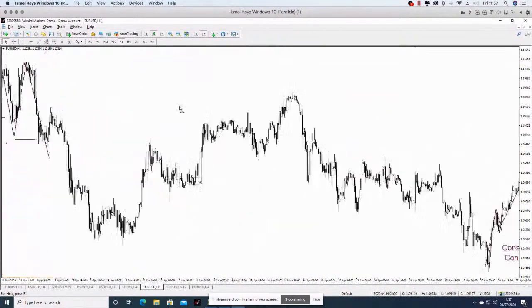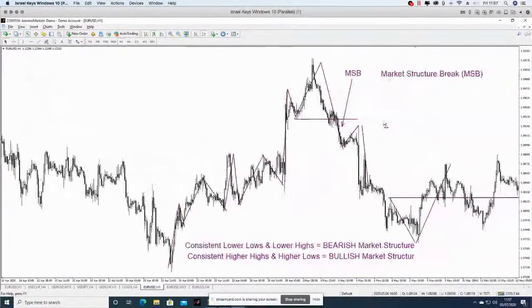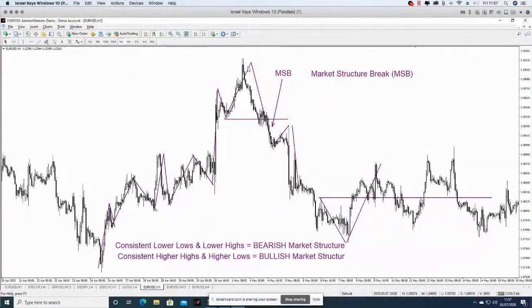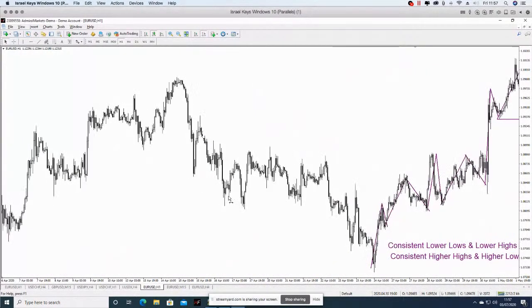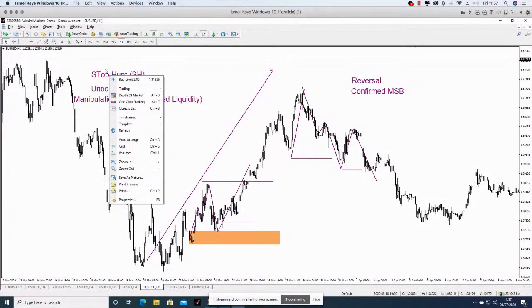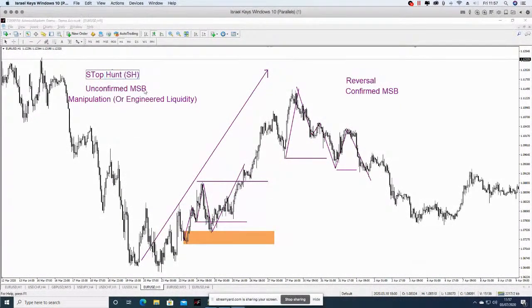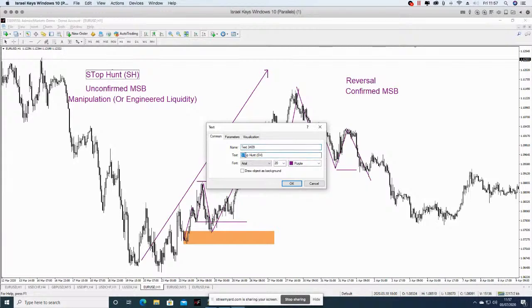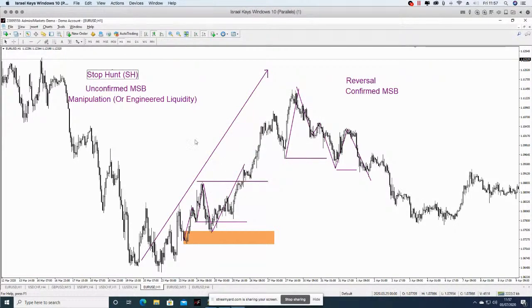These are the things that you need to be watching for in your charts. So you need to understand market structure, know when there's a market structure break, but then ask yourself, is it simply a stop hunt, meaning it's an unconfirmed market structure break? It's just a manipulation, so price can carry on moving in the original direction? Or is it a confirmed market structure break, which is a reversal? Any questions so far before I carry on?